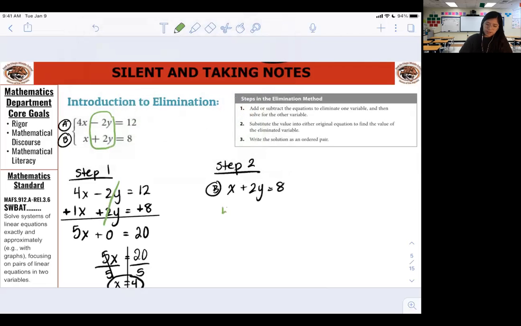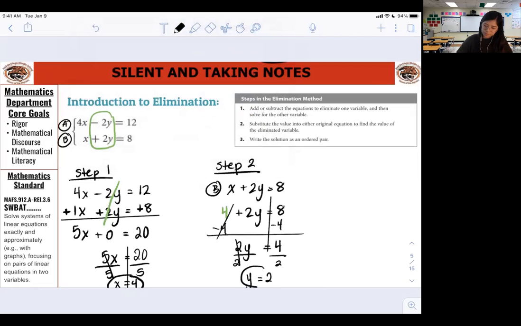4 plus 2y equals 8. And solving for y, what do I do first? You subtract 4 from both sides, good. 8 minus 4 is 4. And then I divide by 2. And I get y equals 2. So my solution is 4 comma 2. And that is it.